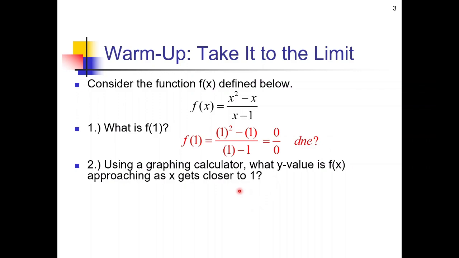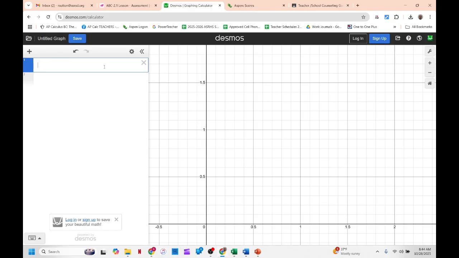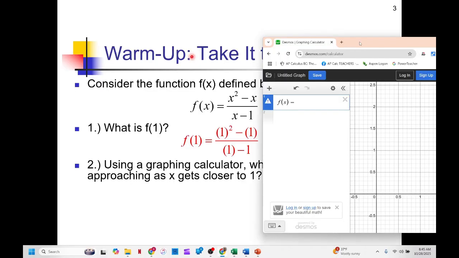Just for fun, pause the video again and on your Desmos grapher, graph this out and see what's happening to the value of f of x, the y value, as your x value gets really close to 1. So here I am on my Desmos grapher. Let me do f of x equals, and actually let me reduce this so that we can see everything. There we go. Now I have a better look at everything.